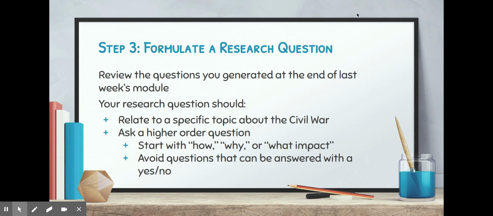The focus of our investigation is how the Civil War impacts society. So you want a question that falls under that focus. Also, make sure that your question is a higher order question. To develop a higher order question, it should start with why, how, or what impact. When you're reviewing questions, avoid selecting a question that you can answer with a yes or a no. Let's take a look at an example together.